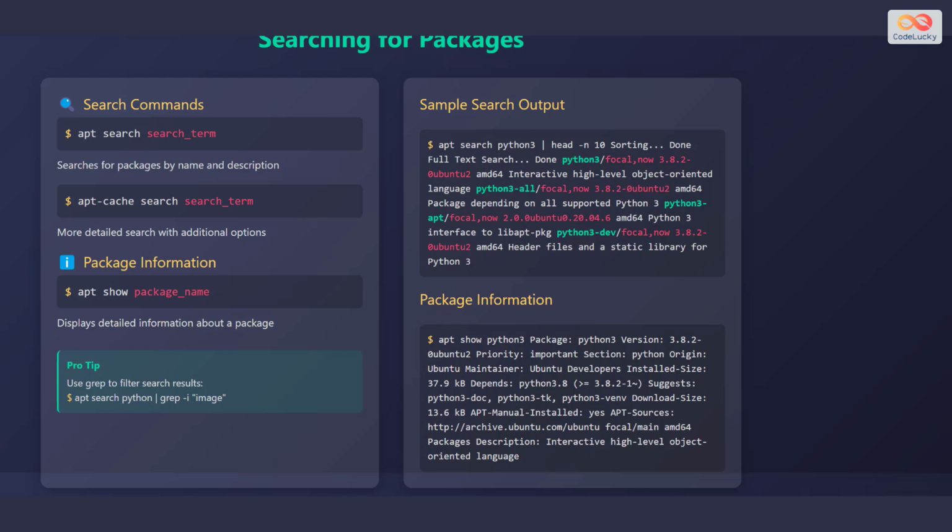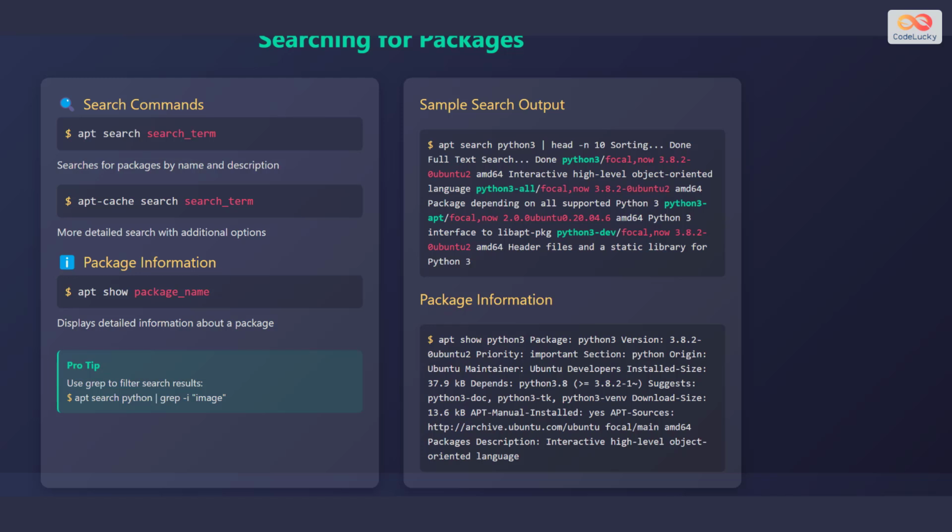When you're not sure about the exact name of a package, or you're exploring available options, searching for packages becomes essential. apt provides powerful tools to help you find the software you need. To search for packages, you can use the command apt search term. This searches for packages by both name and description, helping you find relevant matches. Another option is to use the command apt-cache search term, which offers a more detailed search with additional options.